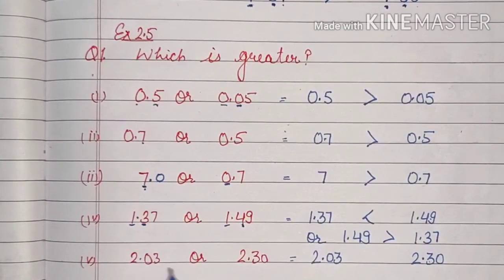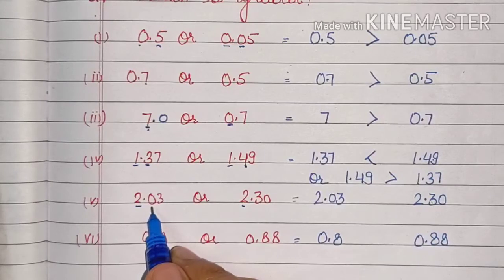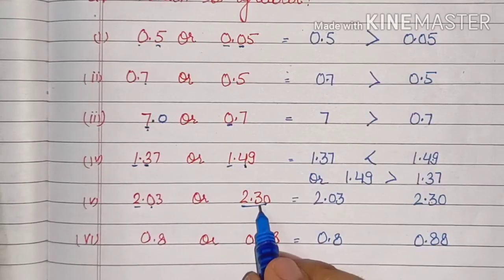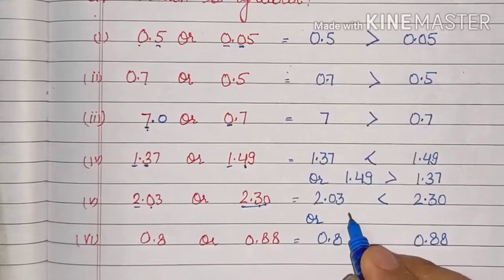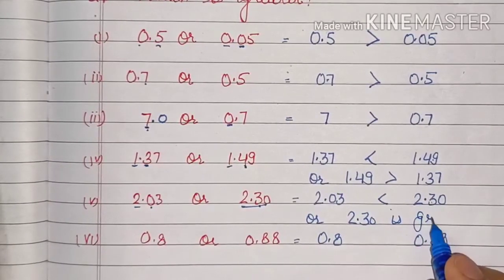Now 2.03 or 2.30. Here 2 is same. Then we will check the digit at the tenth place. It is 0 and it is 3. So here 2.30 is greater because here it is 0 and it is 3. So 2.03 is smaller, or you can write it as 2.30 is greater.